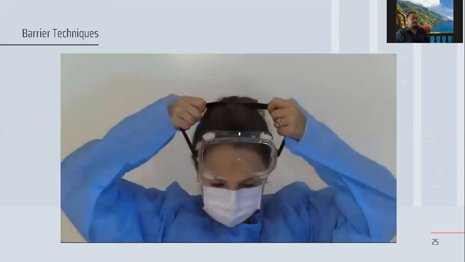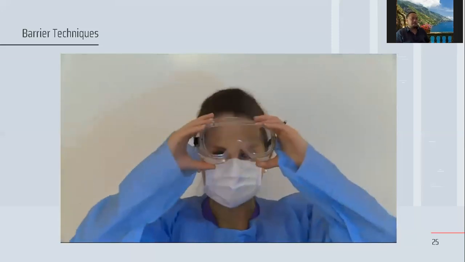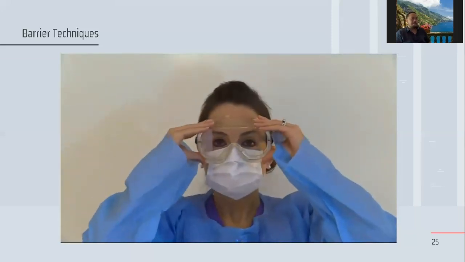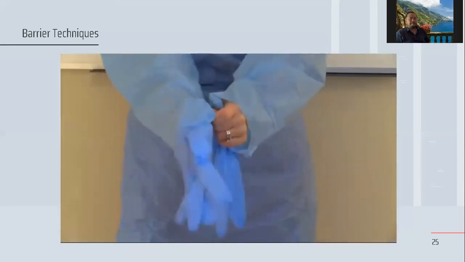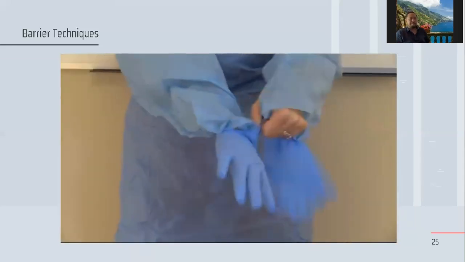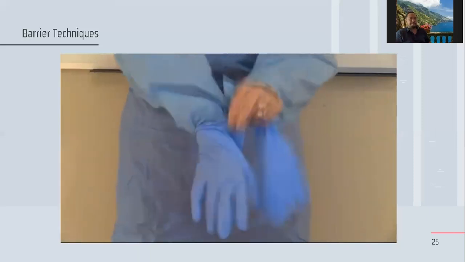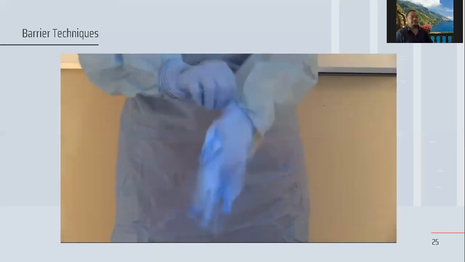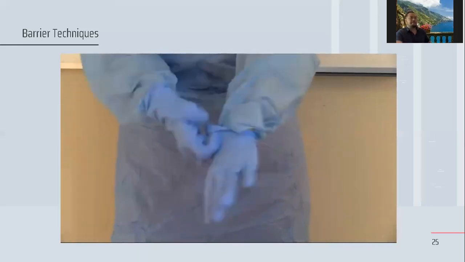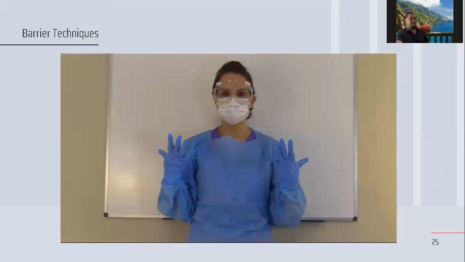Next, you will place the goggles or face shield onto your eyes, making sure they fit snugly but not too tight. And finally, don your gloves, making sure that you pull the cuff of the glove up over your gown for extra protection. And this is how everything will look. Okay, so that's your donning of your PPE, no?